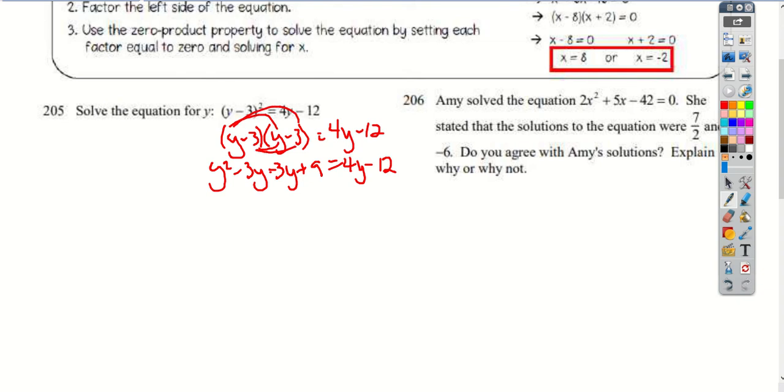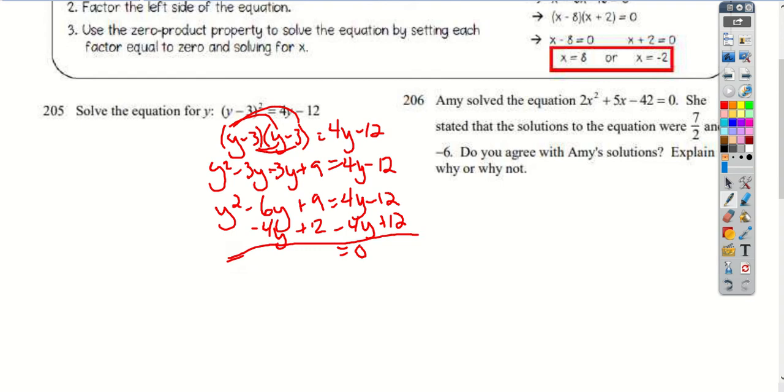We're going to combine like terms. So y squared minus 6y plus 9 equals 4y minus 12. We need to get it equal to 0, so we're going to move the 4y and the 12 over to both sides. And we get y squared minus 10y plus 21 is equal to 0.